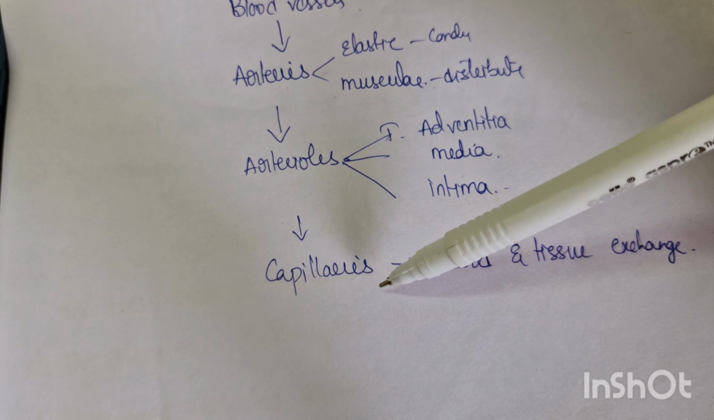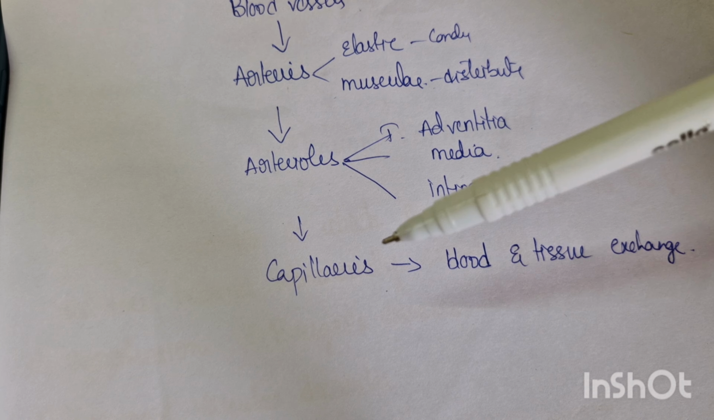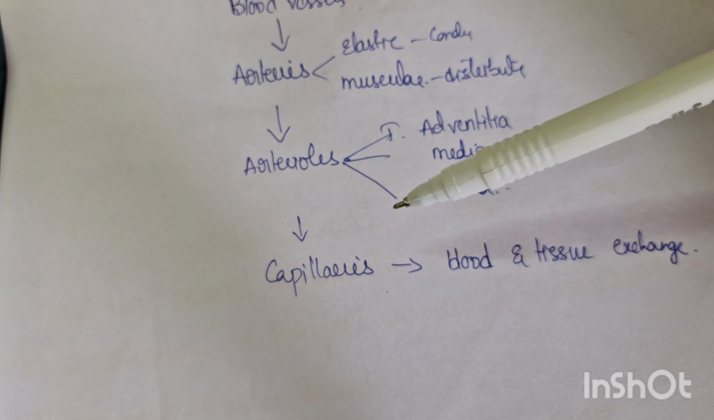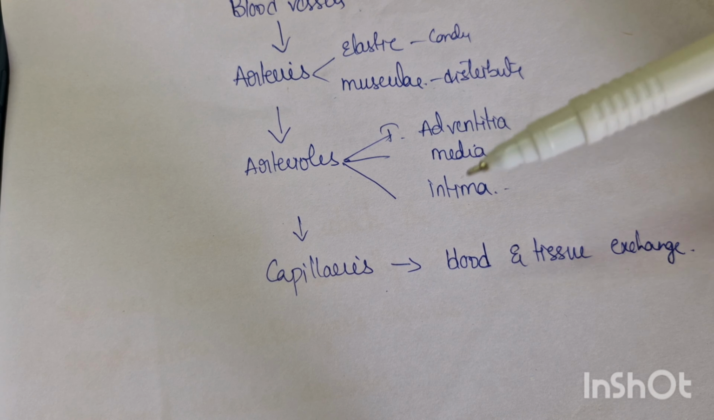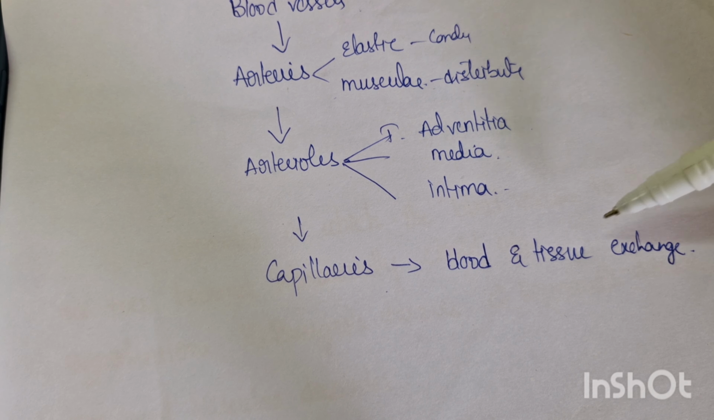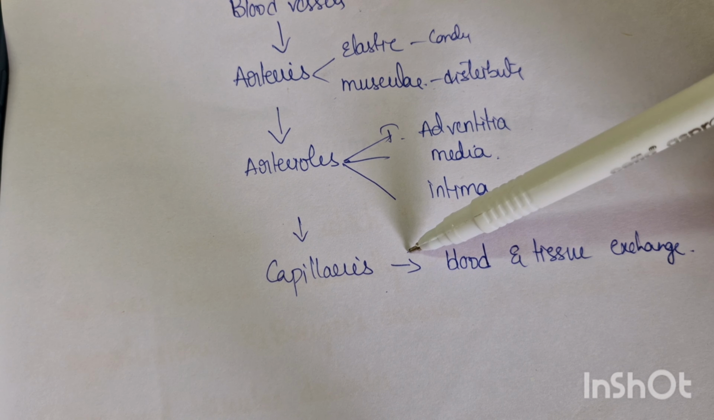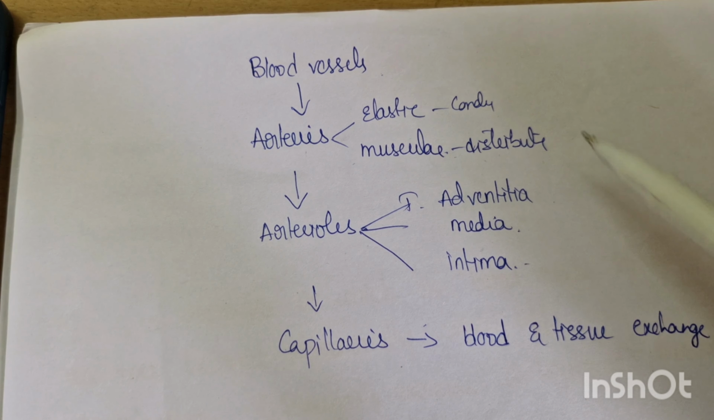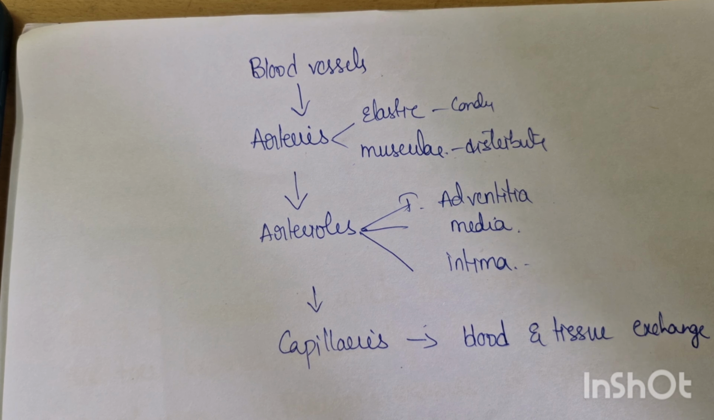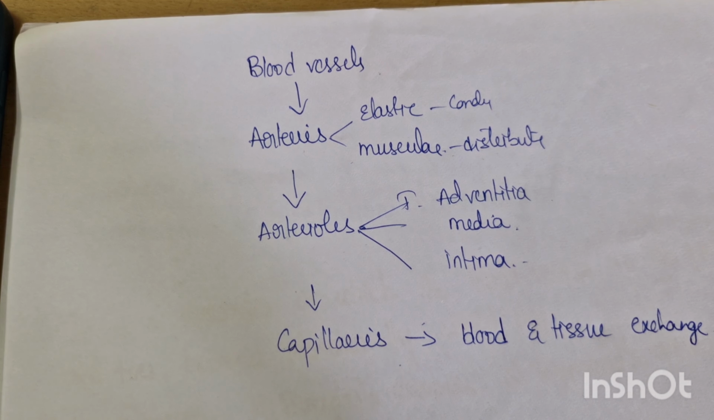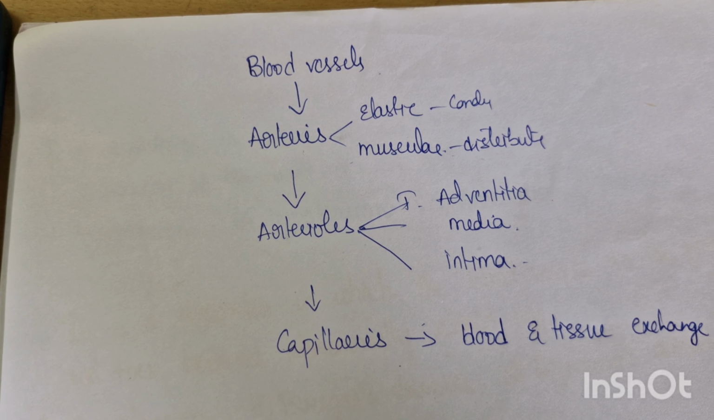Again it is divided into capillaries, and these are the smallest blood vessels. Average diameter is 8 micrometres. Exchange between the blood and the tissue takes place through the walls of capillaries. This is just a short description about the cardiovascular system. Now we will start the MCQs.